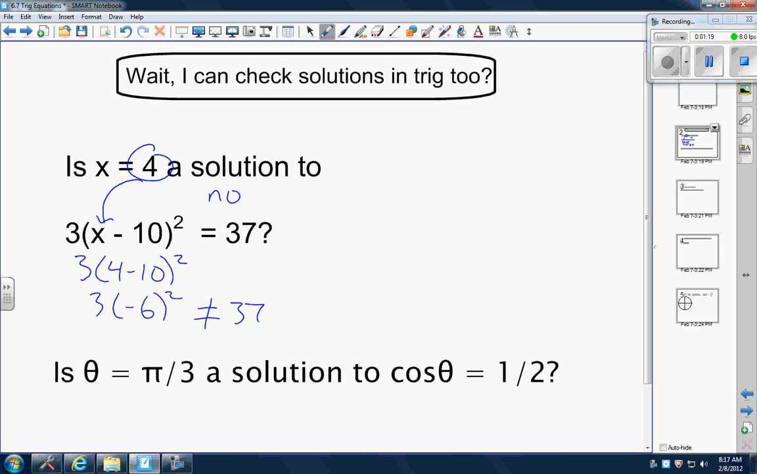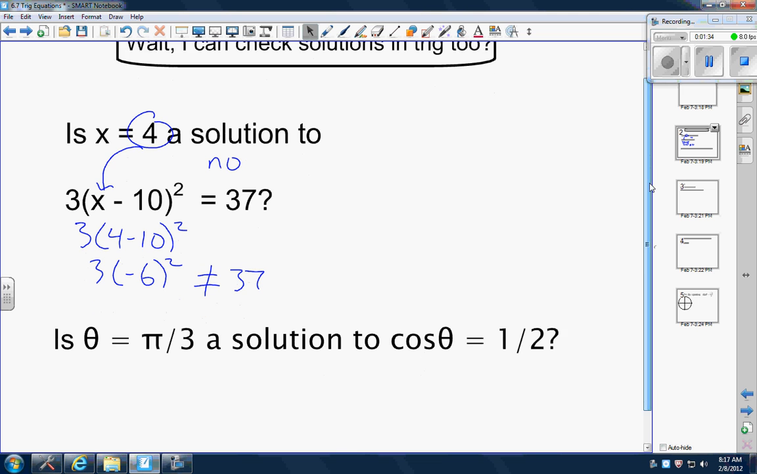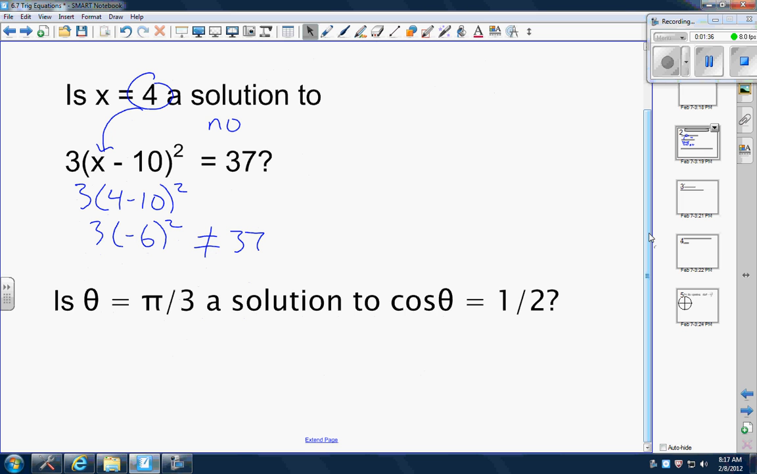Some equations have one solution, quadratics have two solutions, cubics have three. You guys have done polynomials with 4 or 5 solutions, maybe some are complex. The other thing we can look at is a trig equation. So I can say, is theta equals pi over 3 a solution to cosine of theta equals 1/2? It's still a yes/no question, but it's different than the algebra we're used to.